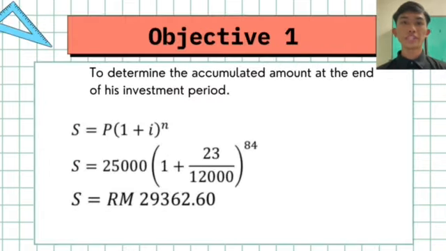Objective 1. To determine the accumulated amount at the end of his investment period. We must use the formula S equal to P multiplied by 1 plus I to the power of N. From the formula, we get S equal to 25,000 multiplied by in bracket 1 plus 23 over 12,000 to the power of 84. We get the accumulated amount S at the end of his investment period as 29,362 ringgit and 60 cents.